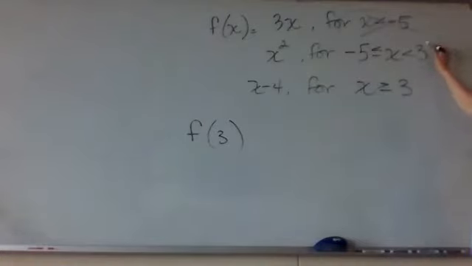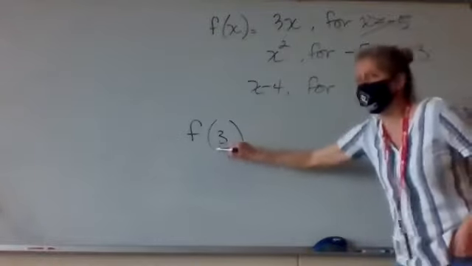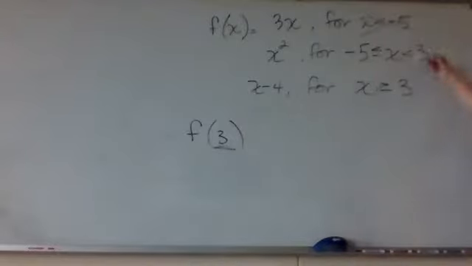Is 3, so look here. This is a tricky one. There's a 3, and there's a 3. Which one of these says x equals 3? I need the x to equal 3. This top one or the bottom one? The bottom one has the equal to sign, right? That says x is greater than or equal to 3. So you want to use this piece.